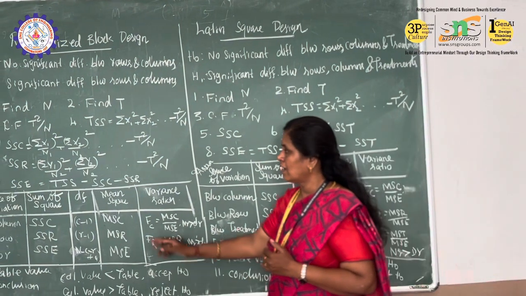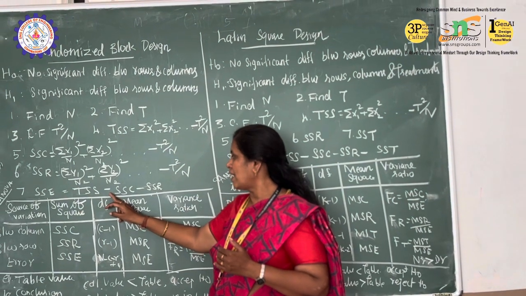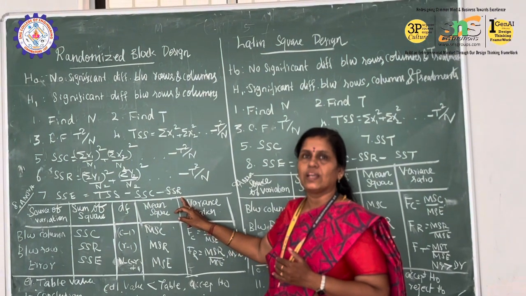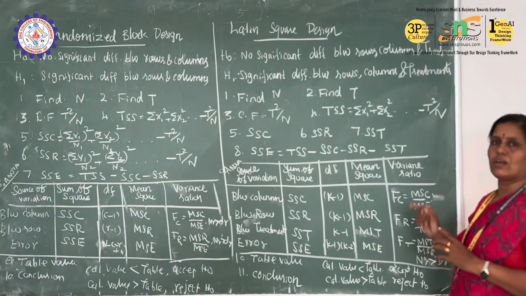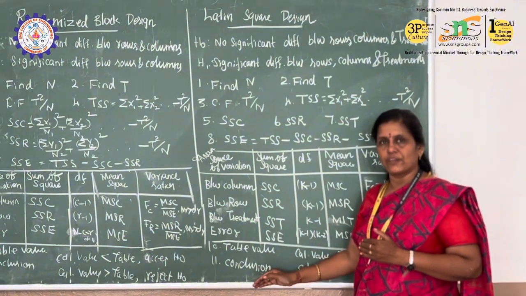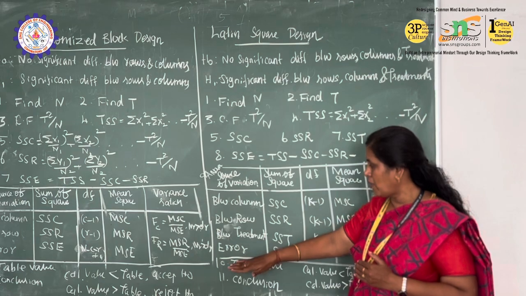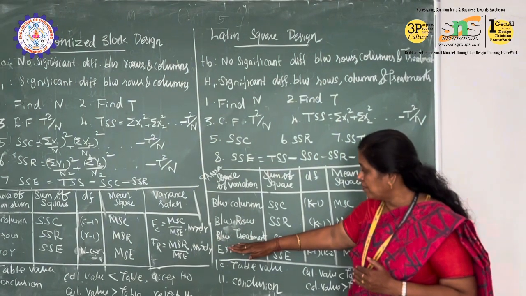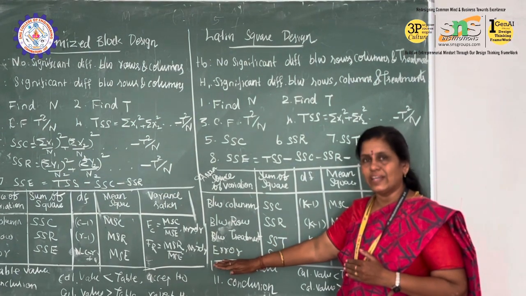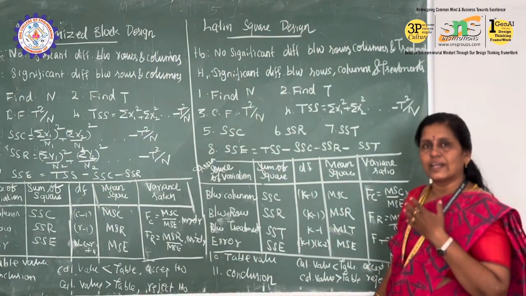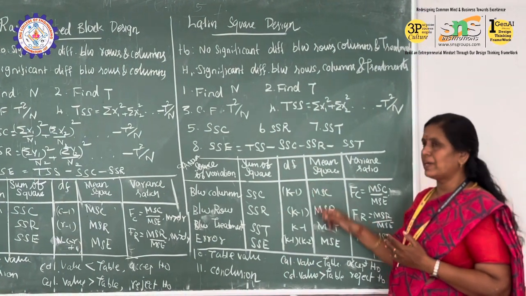In randomized block design, the SSE formula is TSS minus SSC minus SSR only. Here we are considering only columns and rows. Here we are considering treatments also. After that, the same procedure for ANOVA: in source of variation we take between column, between row, and again between treatment also. After that we find the error value, with sums of squares SSC, SSR, SST and SSE, and the corresponding degrees of freedom.